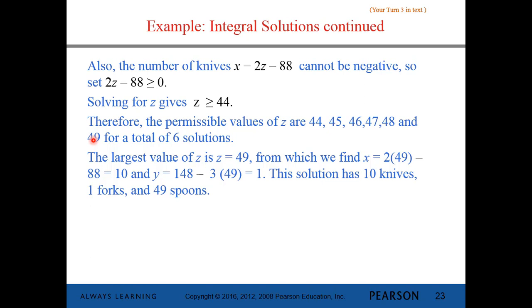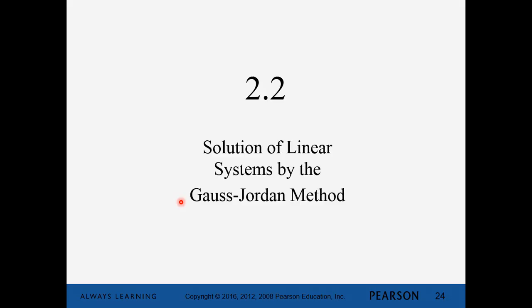Now, the largest value, remember, that's what they want. What's the largest number of spoons? The largest number of spoons is 49, from which we find that x has to be equal to 10, and y has to be equal to 1. And so the particular solution that answers the question that was asked is 10 knives, 1 fork, and 49 spoons. And that's the end of this section.